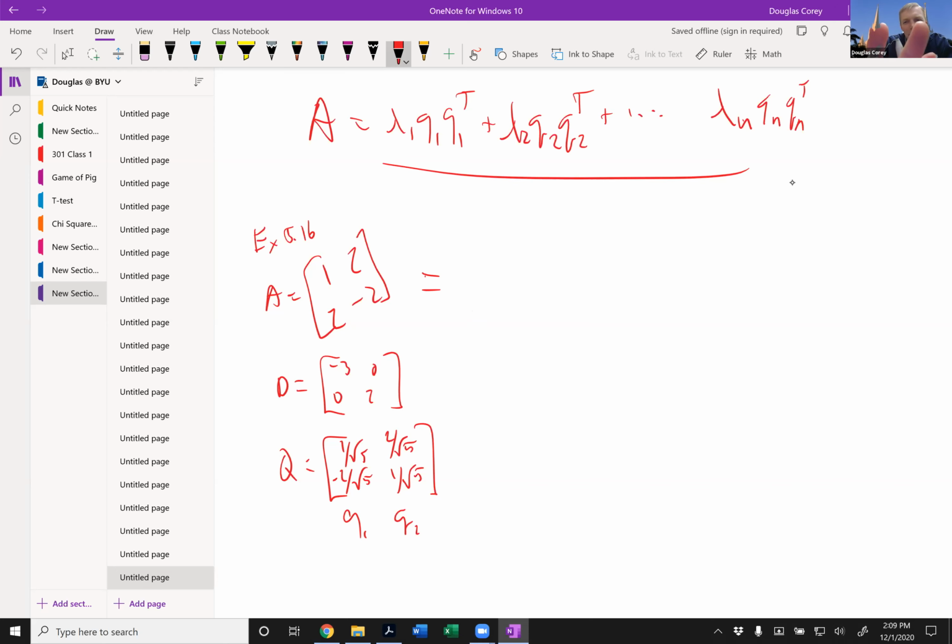My screen is still up. It's not down on the table like when I usually do it when I'm making videos, so it's a little harder for me to write on it. So -3, and then Q1, that's going to be my first column of Q. So 1 divided by the square root of 5, -2 square root of 5. And then that transpose is 1 square root of 5, -2 square root of 5.